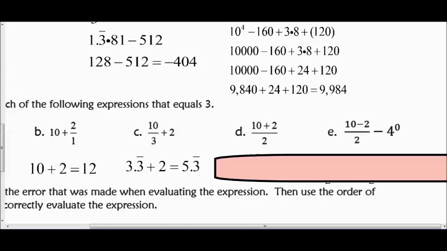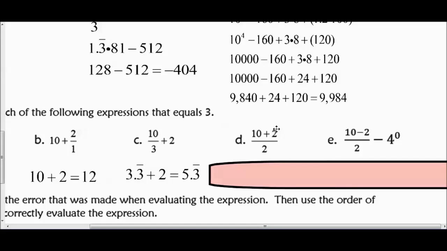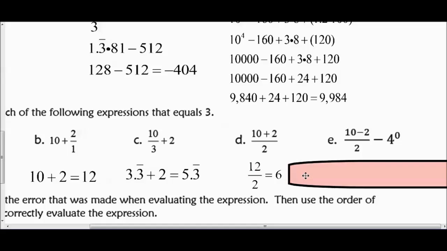On letter D, we're going to add on top and then divide. That'll give us 12 on top. Divided by 2 is 6. Again, not equal to 3. The last one, we have a big fraction, which really represents division, and we have an exponent.